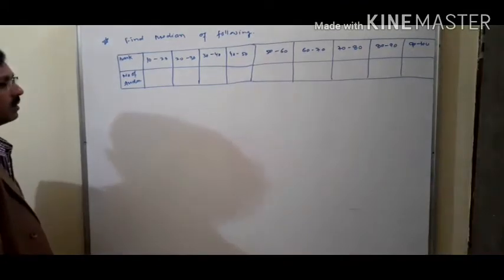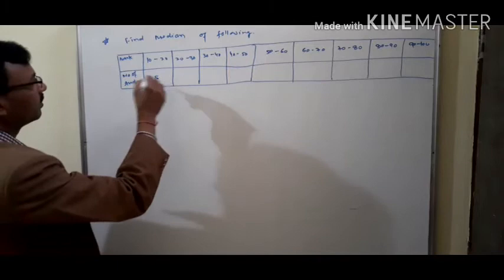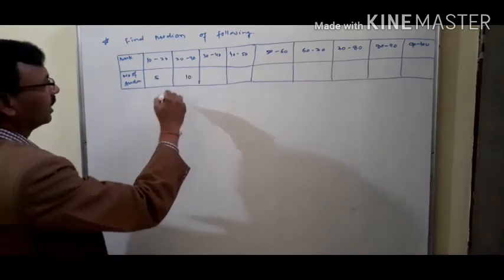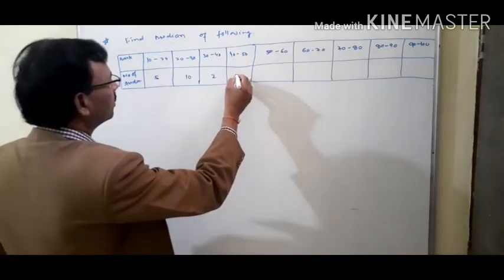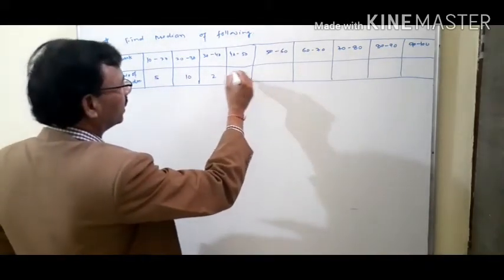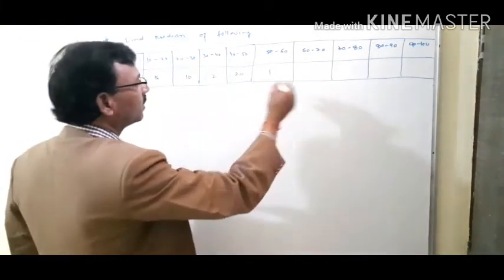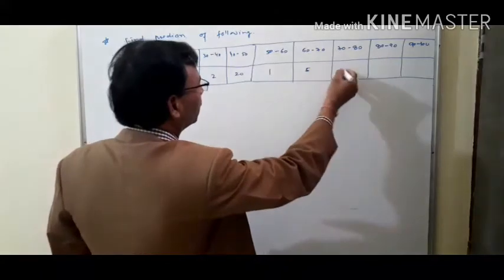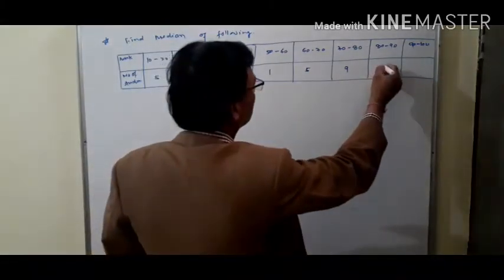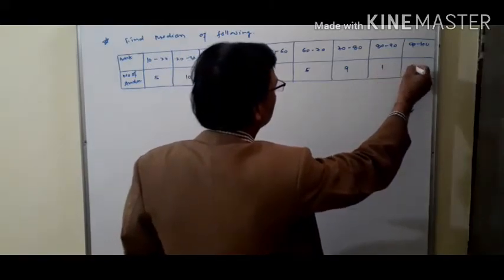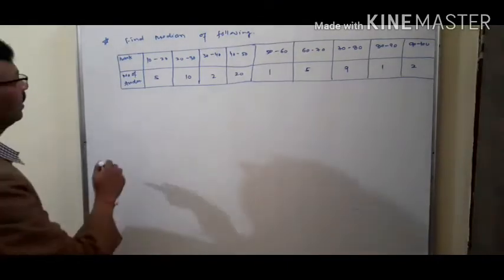Number of students are 5, 10, 2, 20, 1, 5, 9, 1, 2. This is the given data.